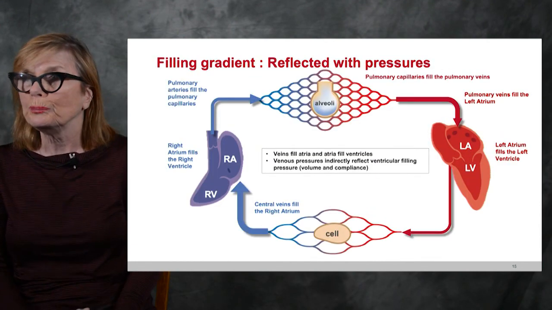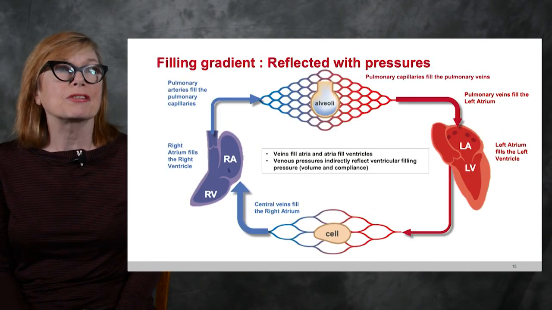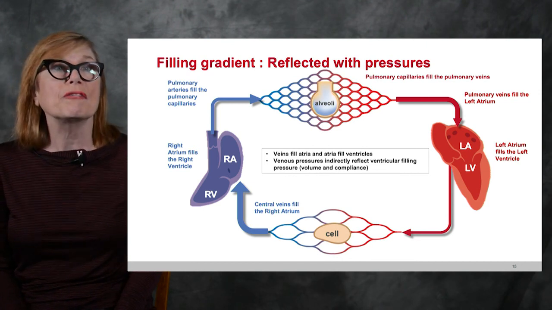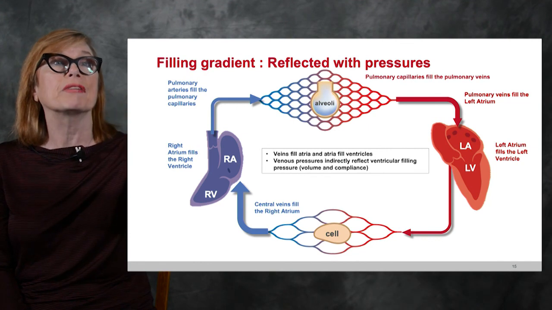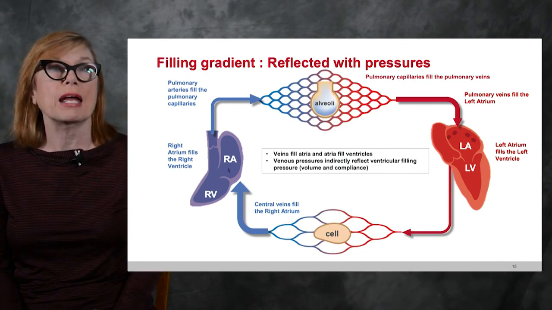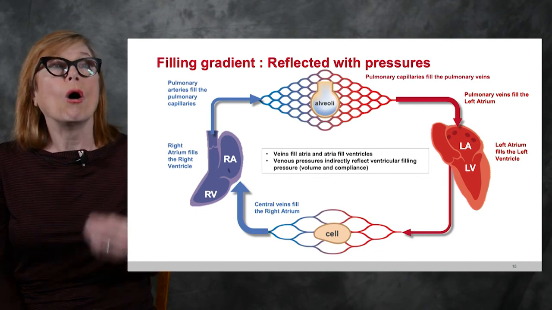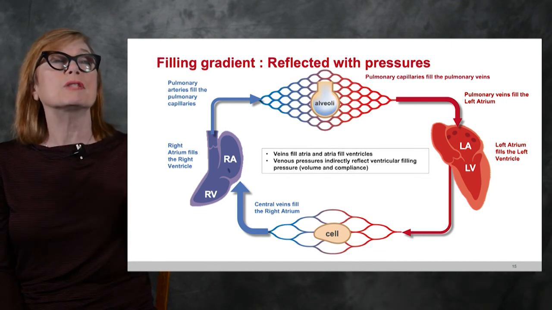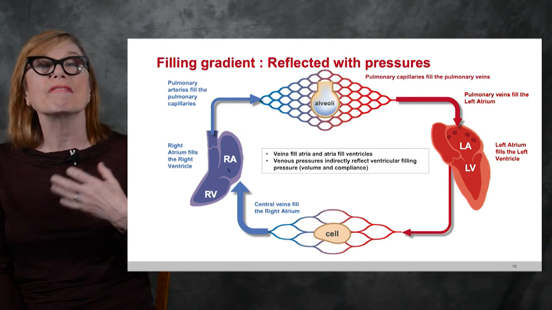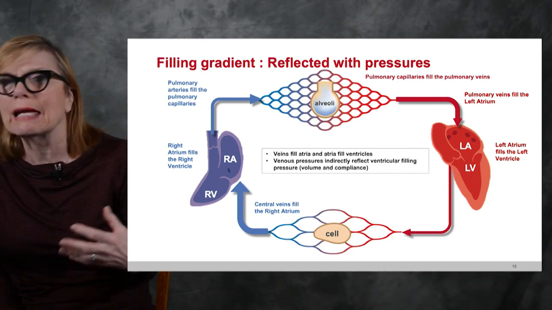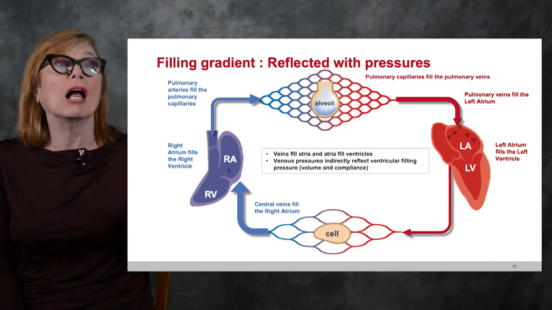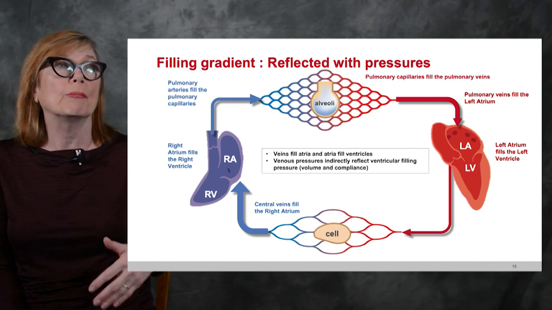Okay. So always remind ourselves that filling gradient is reflected with pressures. Central veins fill the right atrium, which fills the right ventricle. Pulmonary veins fill the left atria, which fill the left ventricle. So always remind ourselves that venous pressure is ultimately about the filling of the ventricle, and that venous pressures indirectly reflect ventricular filling pressure, which is about volume over change in compliance.